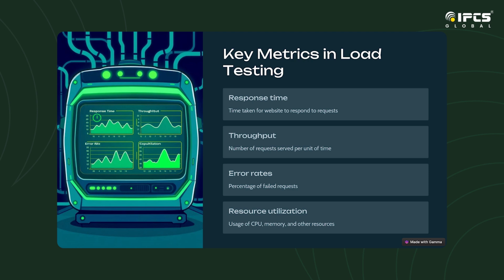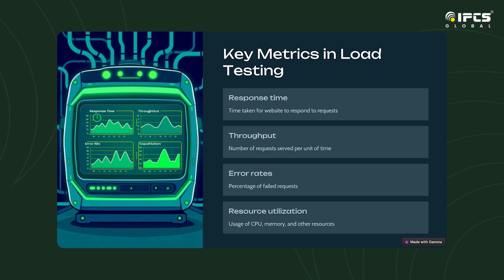Next one is throughput. Think of it as the amount of work your system can handle in a given time. If we are a restaurant, throughput is how many customers you can serve per hour. For a website, it's how many requests it can process per second. We want to see if our system can maintain a good throughput, even when it's under heavy load.